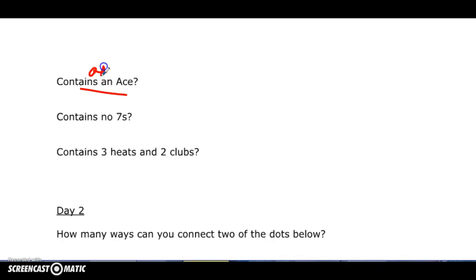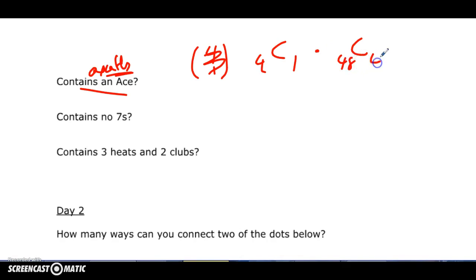Contains exactly one ace. So I get an ace. Now, how many ways can I choose an ace? Well, there are 4 aces to choose from. So 4 choose 1. Sorry, that's old school. That's 4C1. And I'm going to multiply that by, well, what else am I doing? I have 48 cards, and from there I'm going to choose 4.